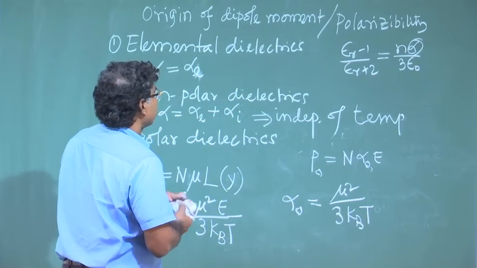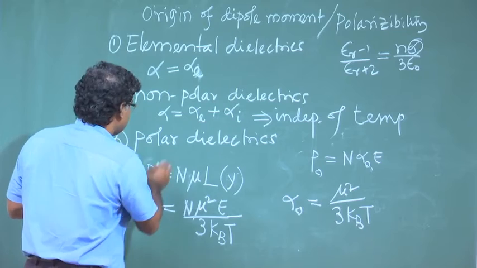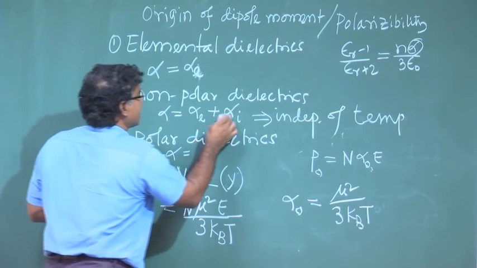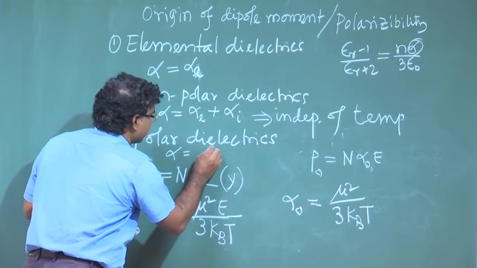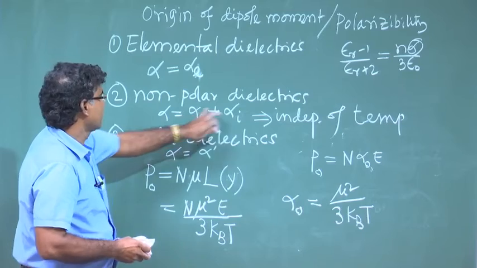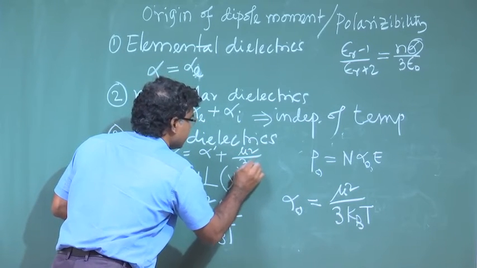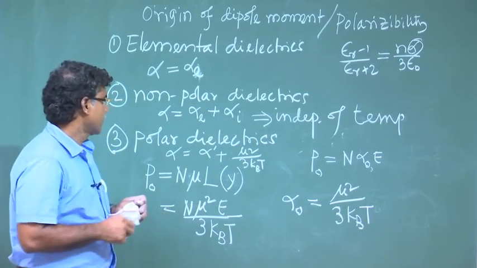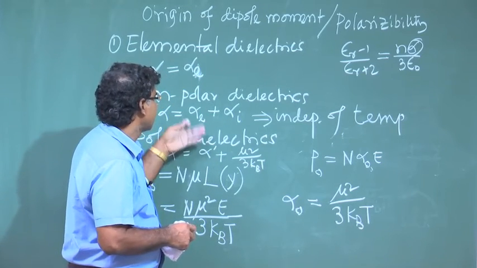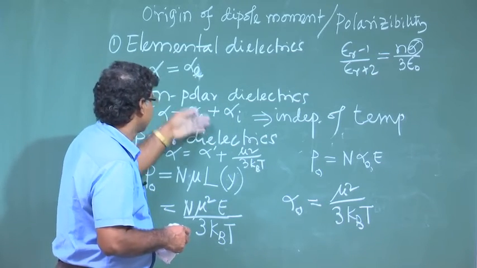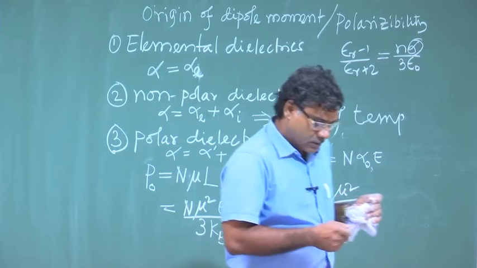So, basically your alpha in case of polar dielectrics is alpha E plus alpha I, which is independent of temperature. So I can write alpha dash for these two, plus alpha 0, which is mu squared by 3 kBT. It depends on the type of material, and that decides which contribution will be there in the dipole moment or in the polarization.